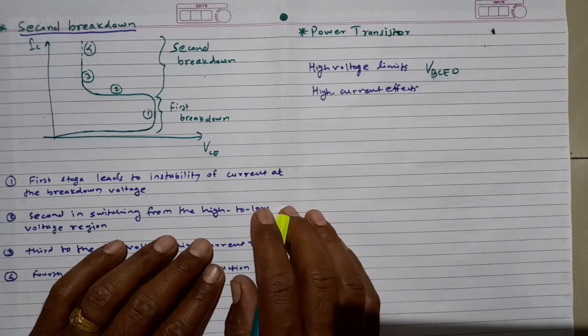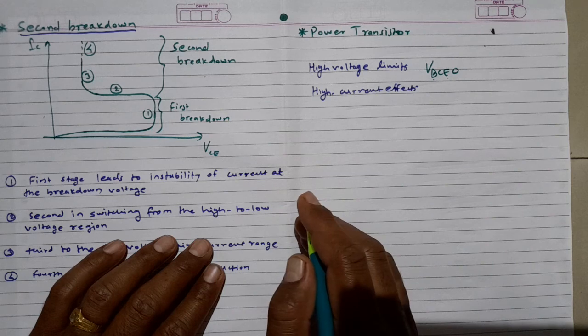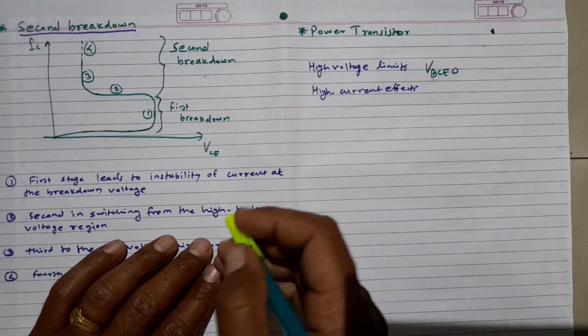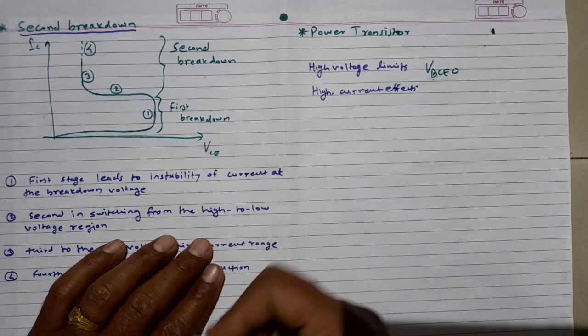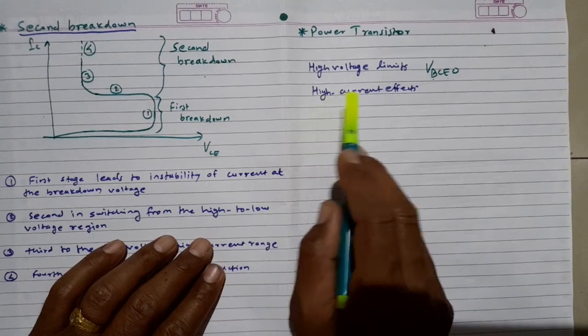Another approach is to add an external resistor between the base and the emitter to degrade the current gain as well. Even we can discuss another effect, that is the high current effect.